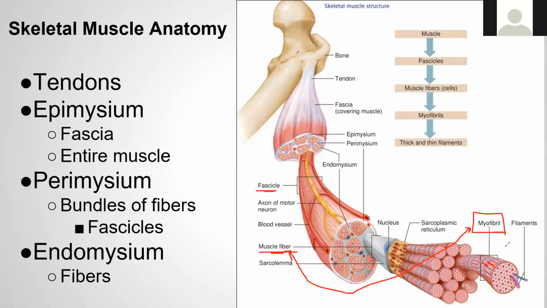Deep to the myofibril is our sarcomere. That's not pictured here, but your sarcomere would be essentially repeating segments that together make up your myofibril. So if you can see how there are these nice lines here, and I'll explain these in the next slide, each one of these sections here is a sarcomere.